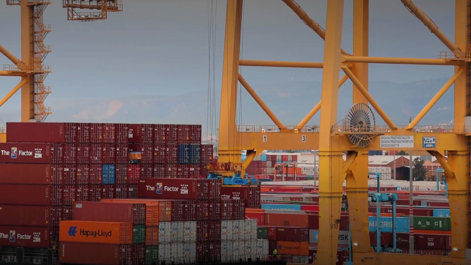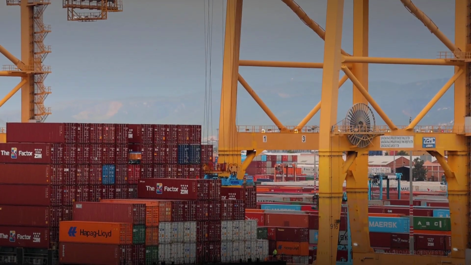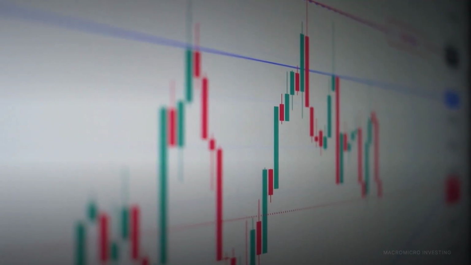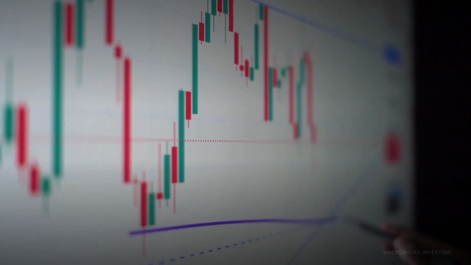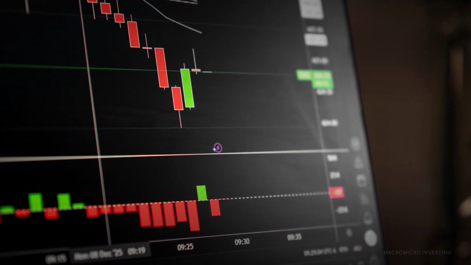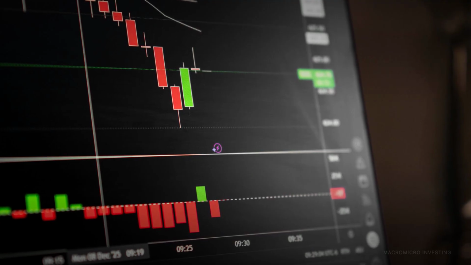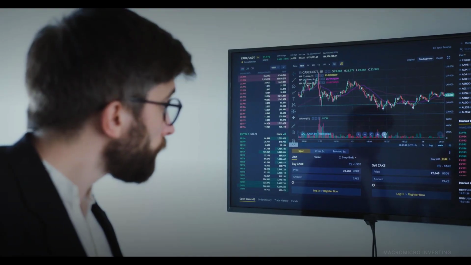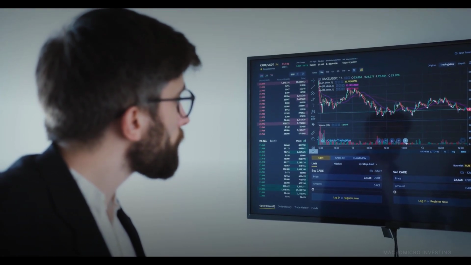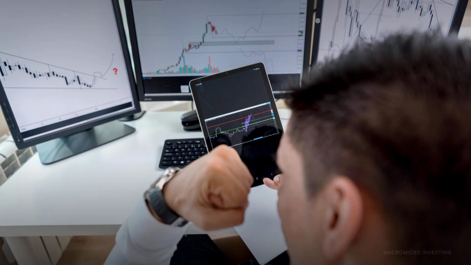Before we get to patterns, you need to understand what a single candlestick is actually showing you. Each candle represents one time period. On a daily chart, that's one trading day. The body of the candle shows you where the price opened and where it closed. If the close is higher than the open, the body is green. Buyers were in control. If the close is lower than the open, the body is red. Sellers pushed price down.